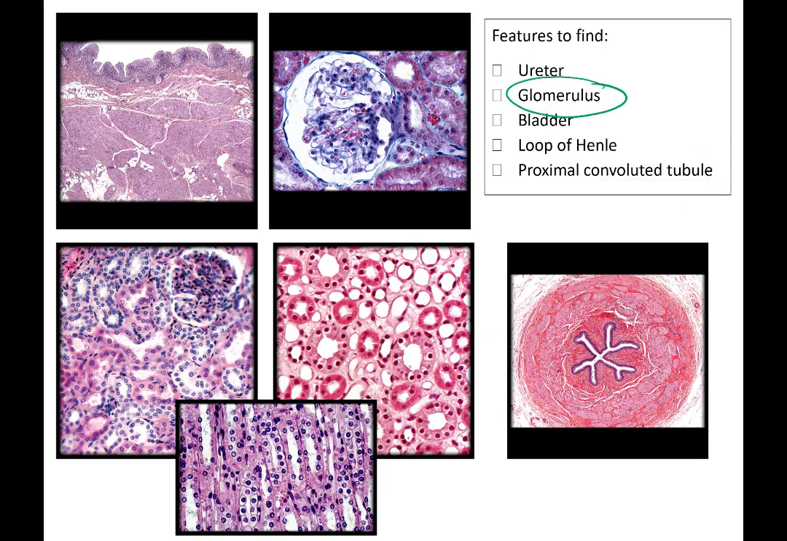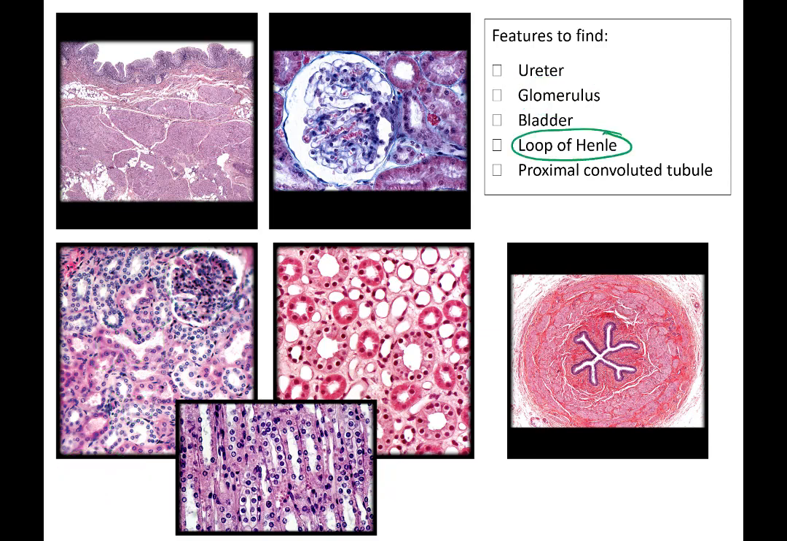In this slide over here, we can also see a glomerulus. That also tells us that slide is in the cortex because we only have glomeruli in the cortex. So all throughout this other area, we will have either distal convoluted tubules or proximal convoluted tubules. So we know that this particular slide here in the lower left is from the cortex of the kidney.